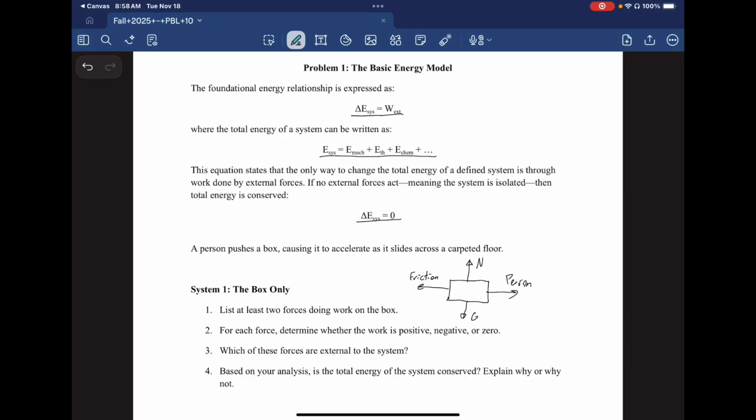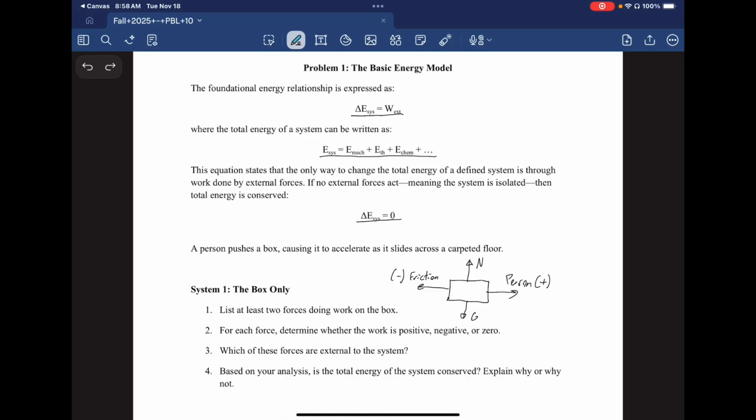So, for each of the two forces, so friction and person, determine whether the work is positive, negative, or zero. The work that the person is doing is going to be positive, and the work of friction is going to be negative. This isn't just because we chose the person pushing to the right and the friction pushing to the left. It's because the work that the person does adds energy to the system, and the work of friction takes away energy from the system.